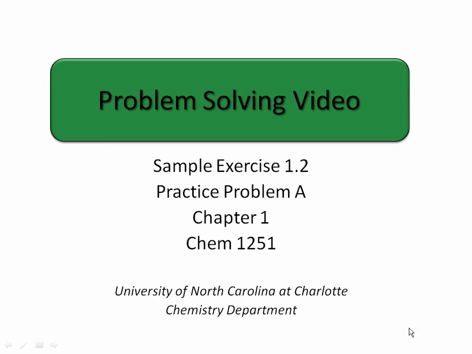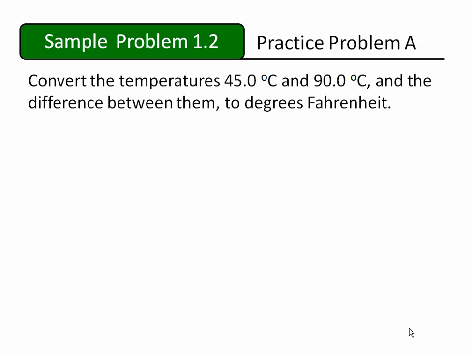This is the video solution to practice problem A that accompanies sample problem 1.2 in your textbook. This problem appears at the bottom of page 11. The problem asks us to convert the temperatures of 45 degrees Celsius and 90 degrees Celsius to Fahrenheit. We are also asked to determine the difference between these temperatures in Fahrenheit.